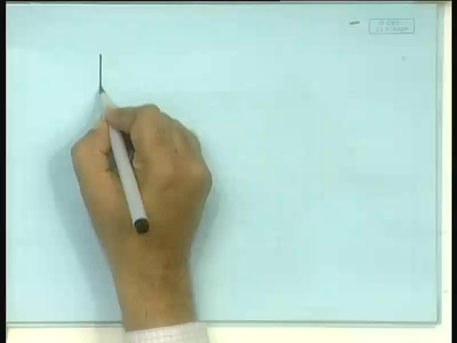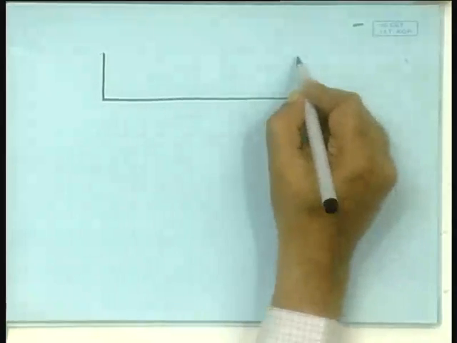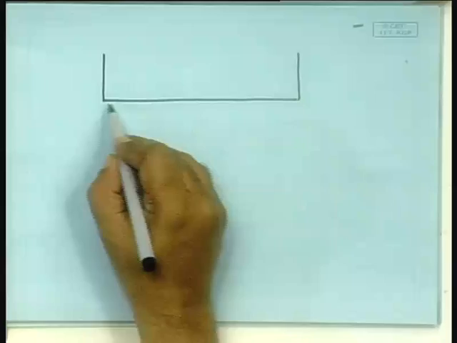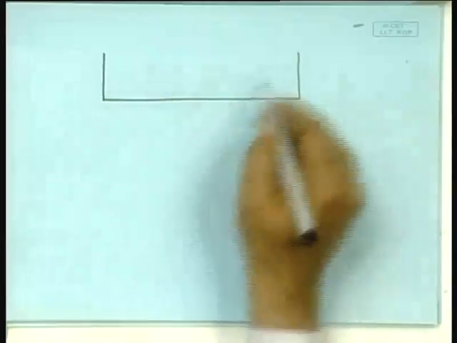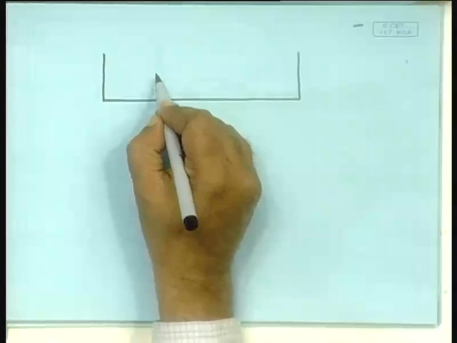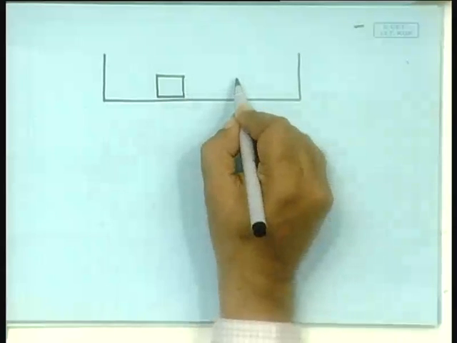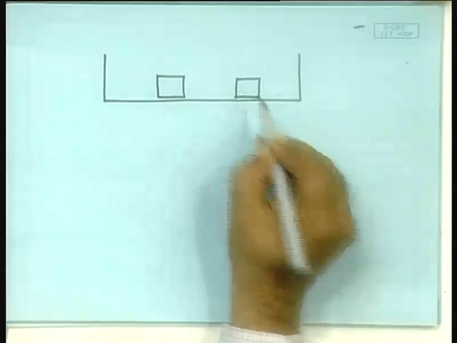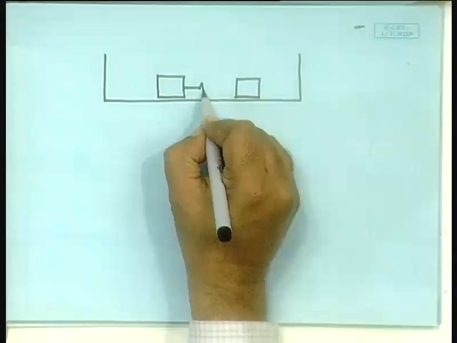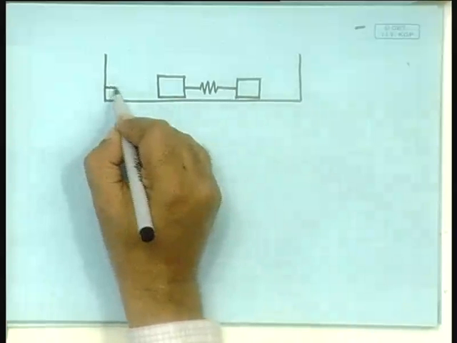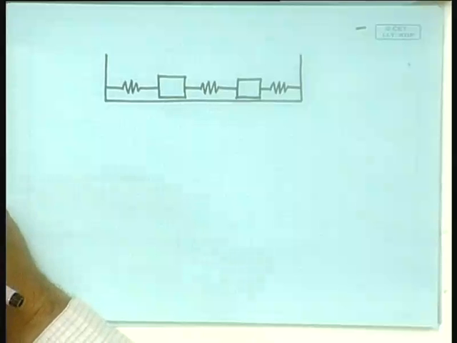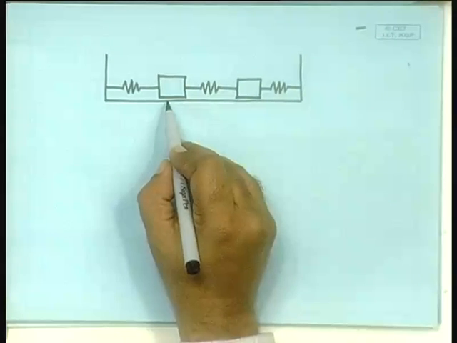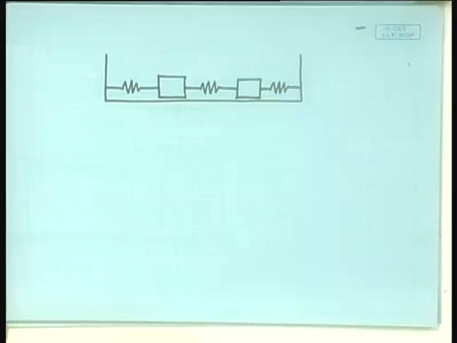Now, let us take as an example a simple 2D system. Here is the constraint, a flat plane with two walls, and there are two masses. They are linked with a spring, and these are also connected to the walls by means of springs. For the present moment, we consider these as frictionless surfaces.